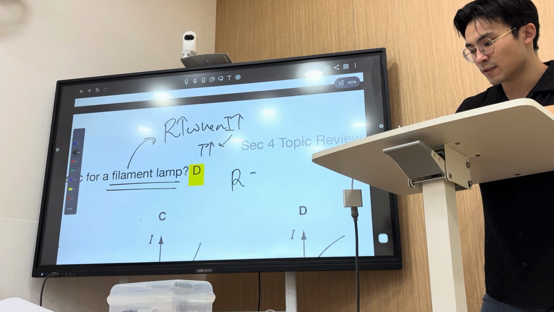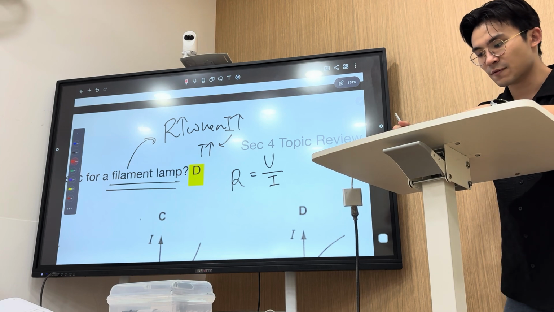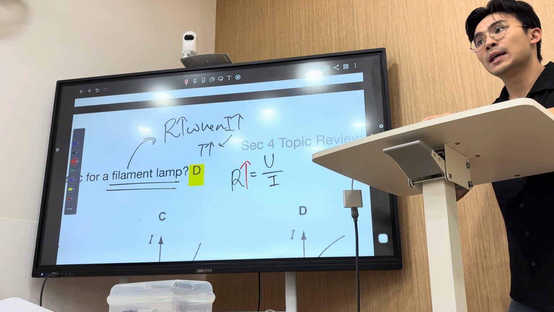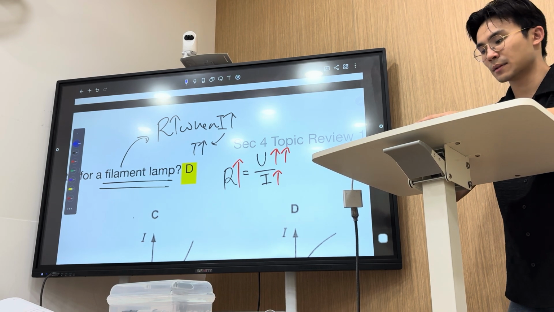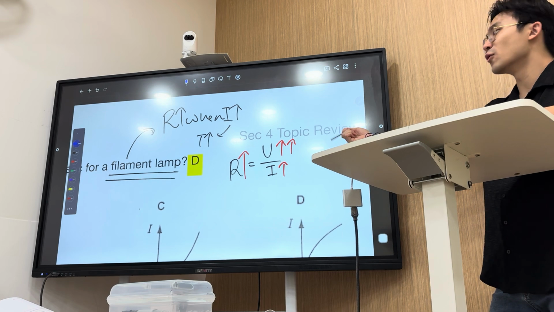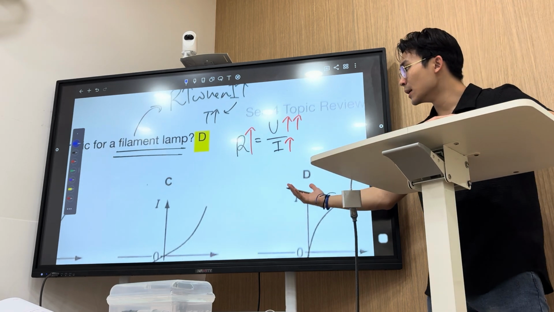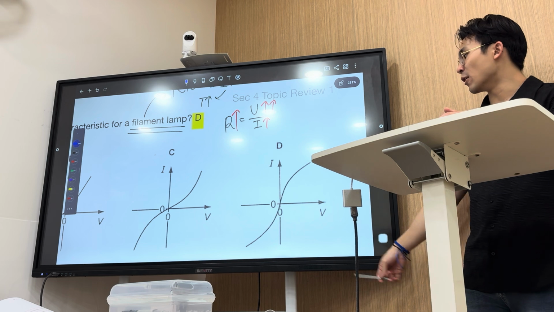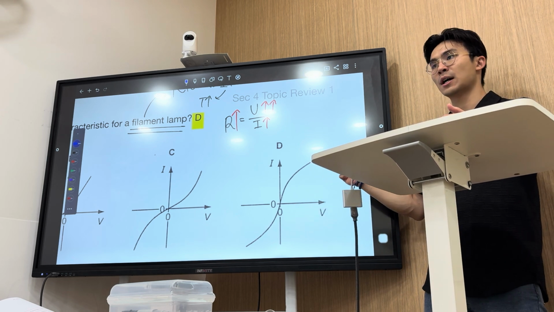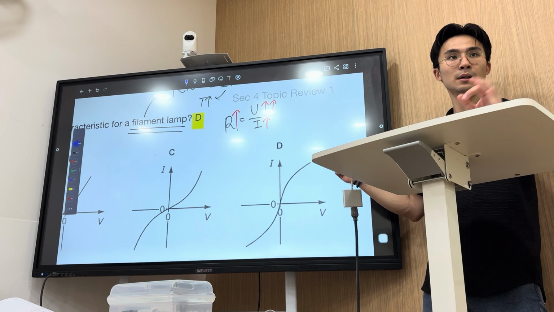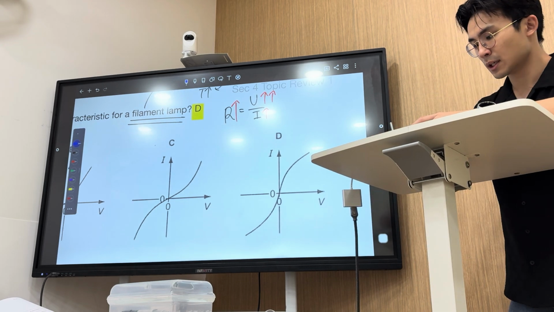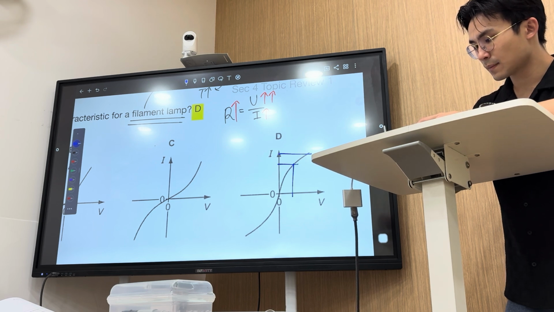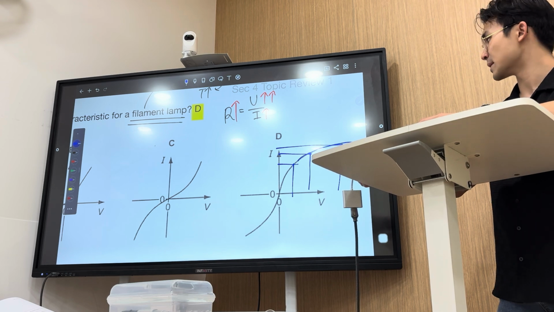But R is equivalent to V over I. So if R is increasing, that simply means that your voltage is increasing faster than your current, because no matter what, they are both going to be increasing. It's just about who increases more. So select the graph where your voltage is increasing faster than your current. Spend some time to look at this if you need to. You can exaggerate it a bit. You can see the graph will slowly go like this.